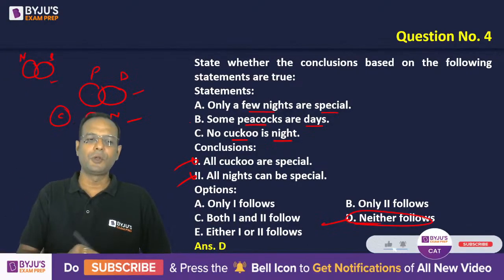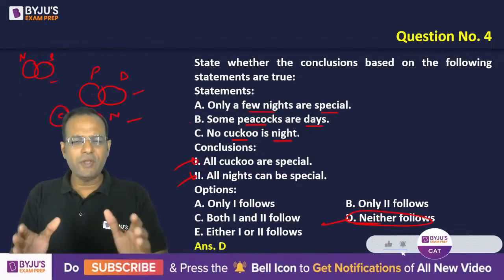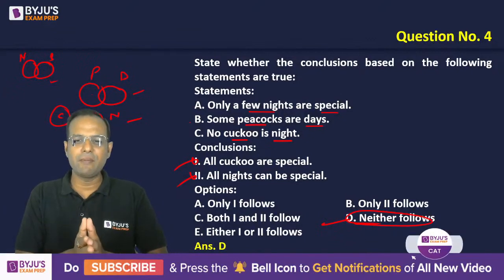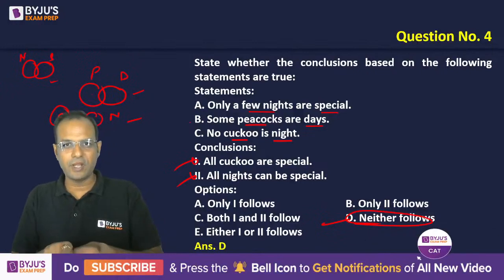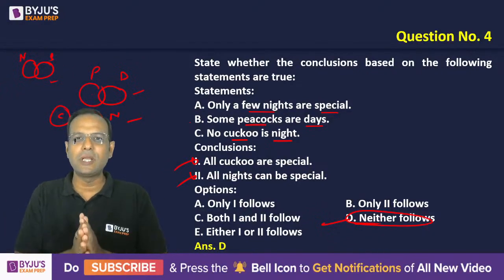Neither follows. All right. So whenever you have difficulty with a concept, go by the Venn diagram and go to the very first statement which I took up. All pens are red. You can easily come to the conclusion.